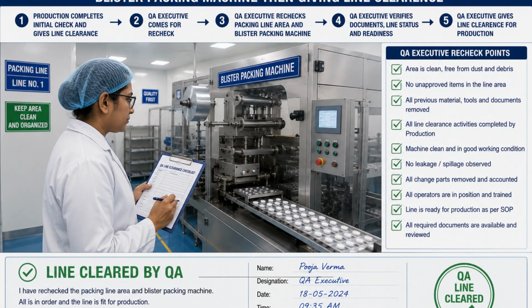After the approval from the production department, the executive from the QA will come and recheck all the things, whether the area is clear or not, whether any other product presence is there. After that, they will give the line clearance and now the line will start.